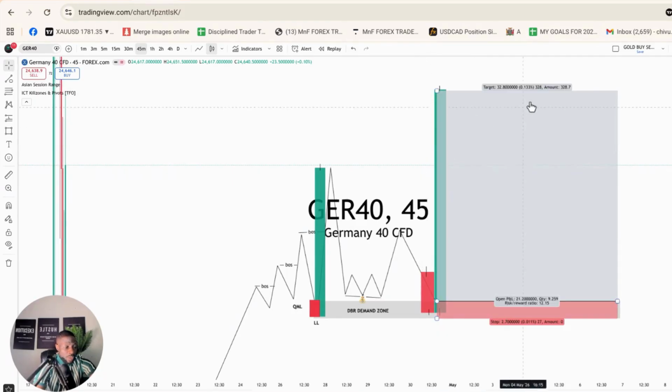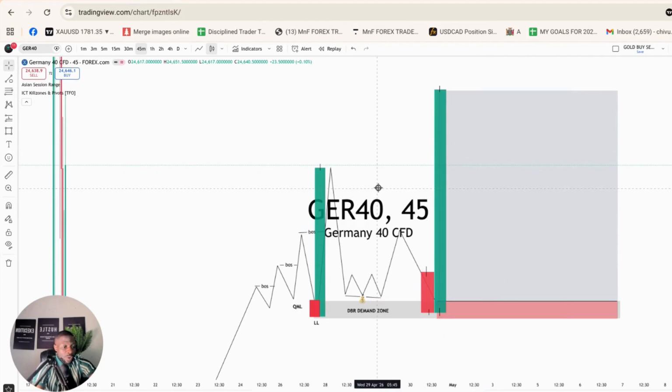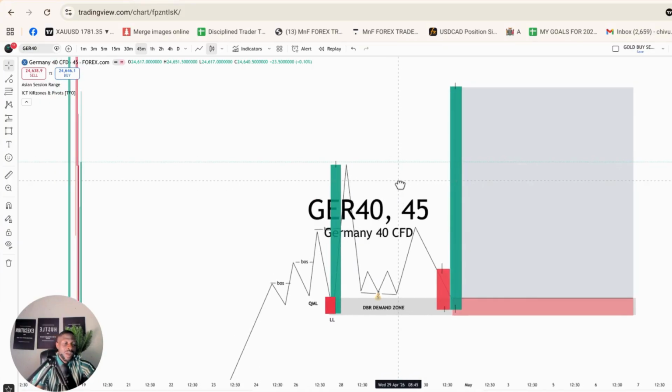Okay, so what you're looking at here is the typical QML plus fake out setup that I always trade. If you've been following us for a long time, you're going to realize that this is a method I've been using for a long time, right? So what we need is a market that is already in a trend. This particular trade is going in an uptrend, right? You can see the market is creating higher highs and higher lows, and higher highs and higher lows, right?